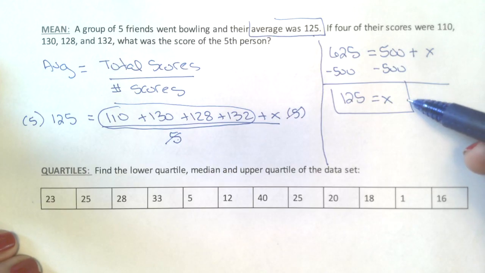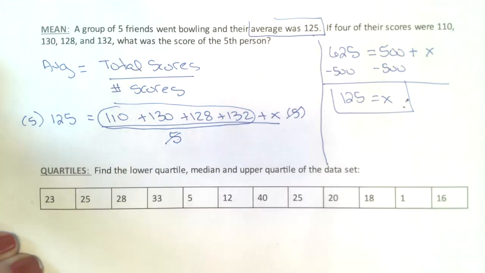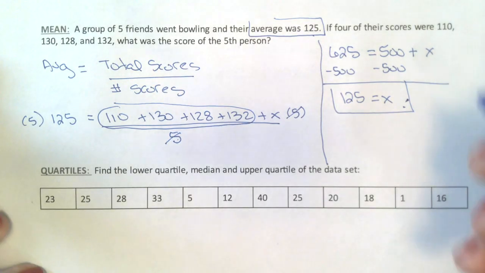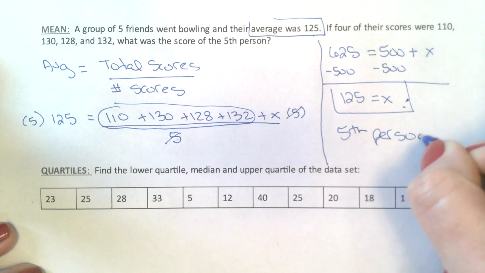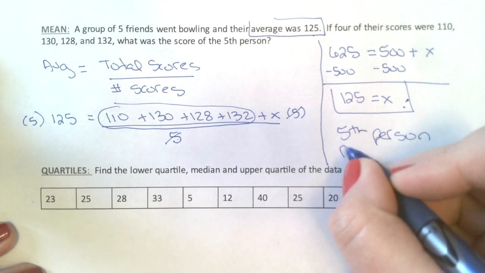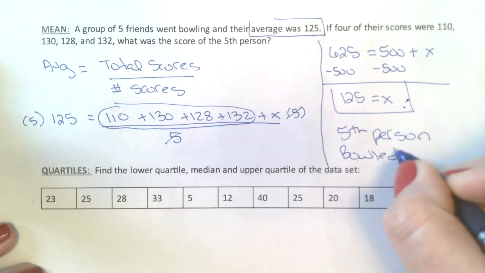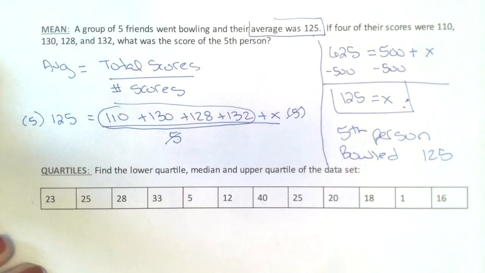Don't think that that mystery amount is always the answer. This is a coincidence. But that is how you find the mystery amount. And so the 5th person bowled a 125.